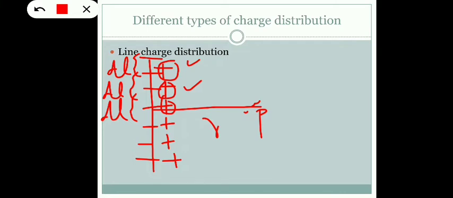And this charge per unit length is denoted by a new term known as lambda. Lambda is known as line charge density or linear charge density, and lambda is dq by dl, charge per unit length. Okay, and we need to find out electric field intensity at the point P due to this charge contained in a small segment dl.